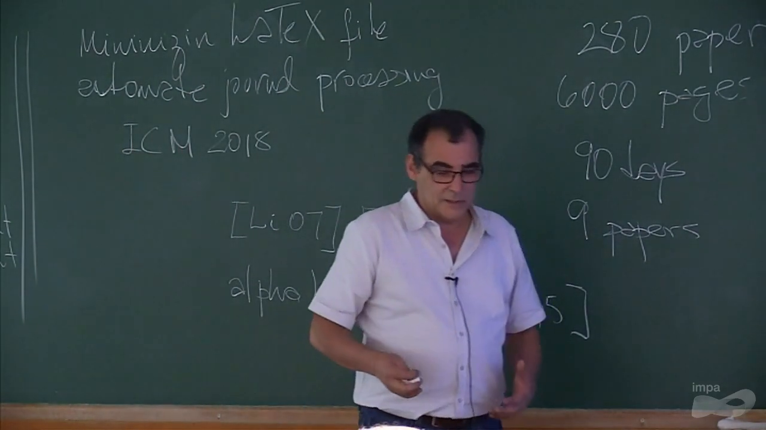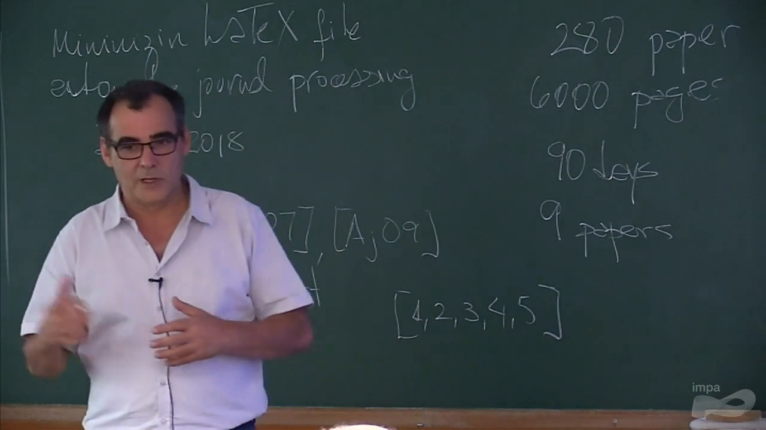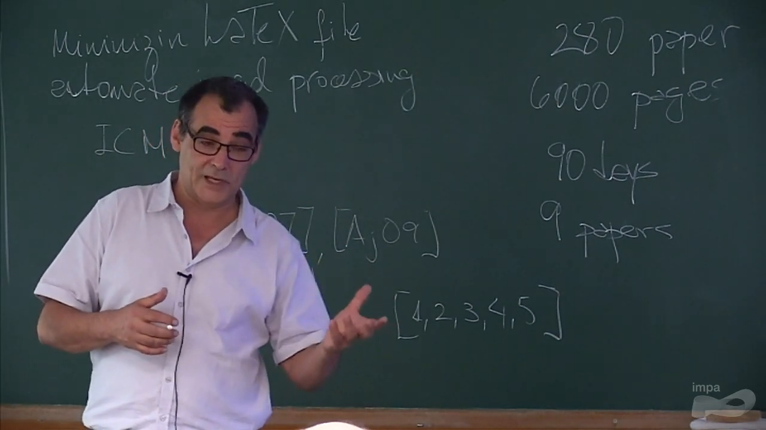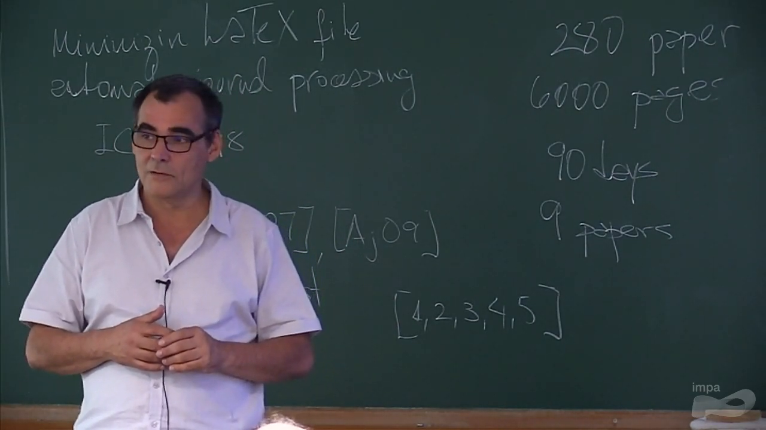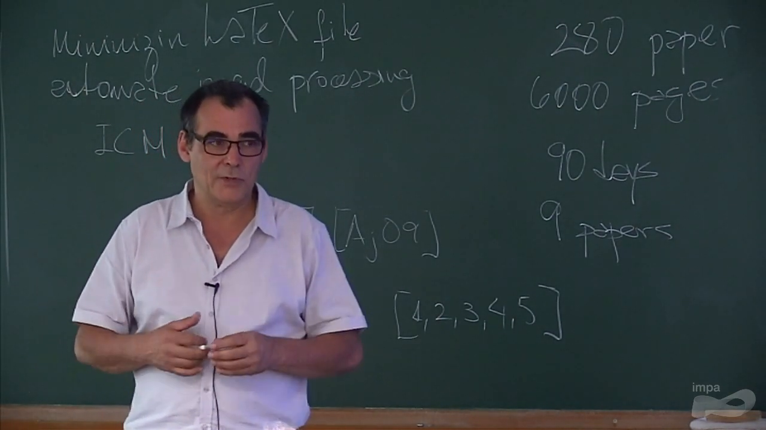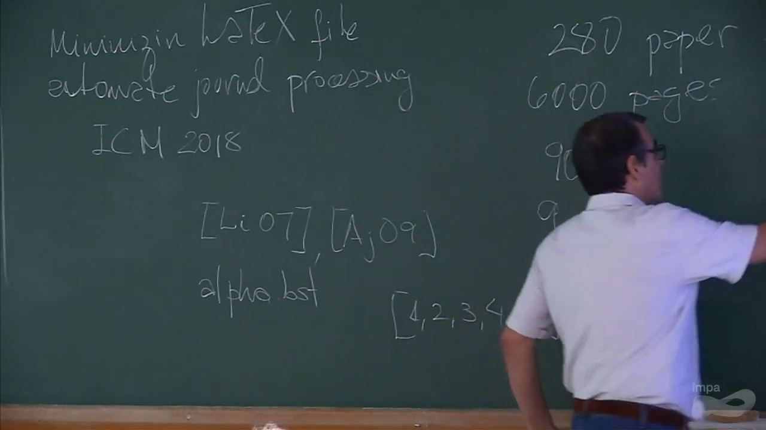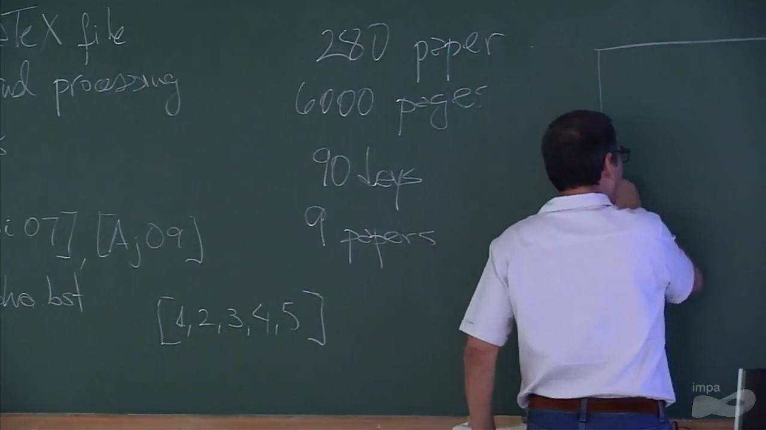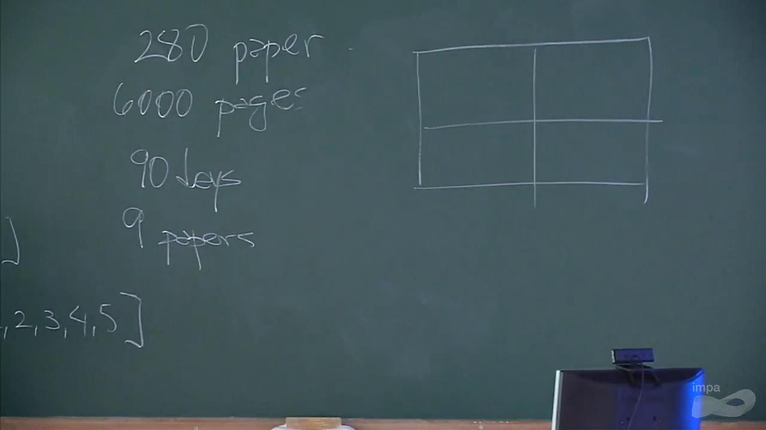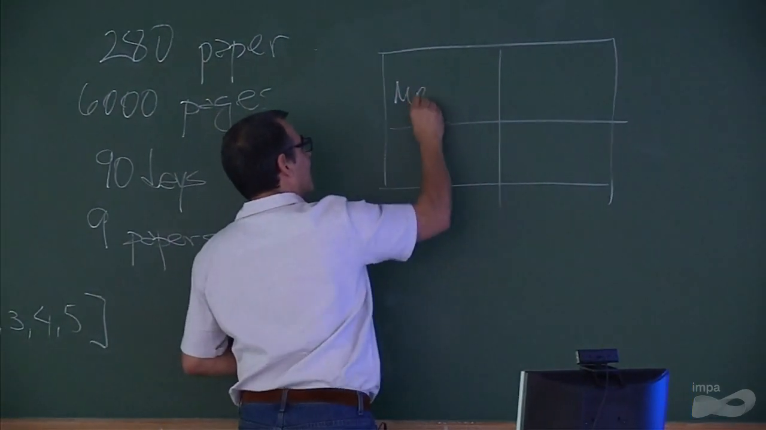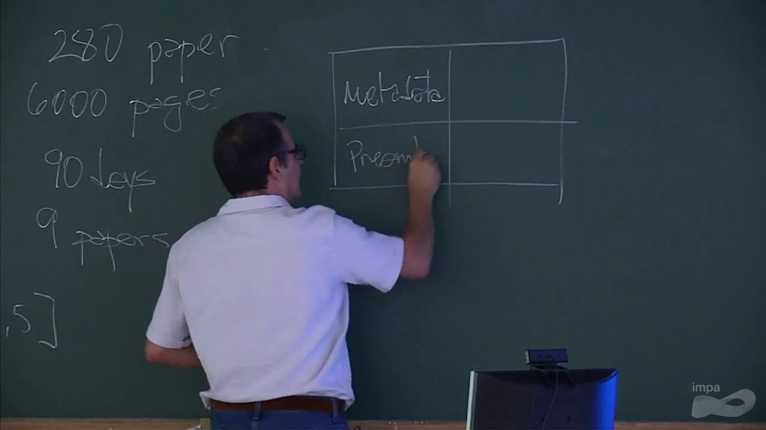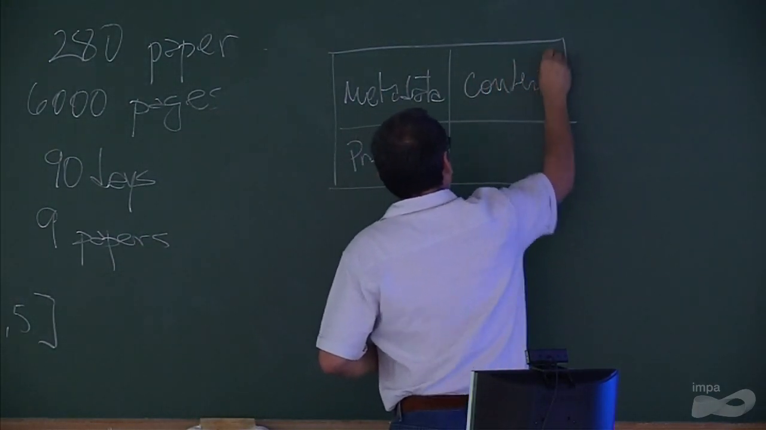And then we received papers, and of course, there were some that would run in pdfTeX, some that would only run in XeTeX, and a few that would only run in LuaTeX. We needed to get this under a common denominator. In order to do that, we classified the papers into four categories. This is called divide and conquer: the first part is the metadata, the second part is the preamble, the third part is the content, and then the bibliography.